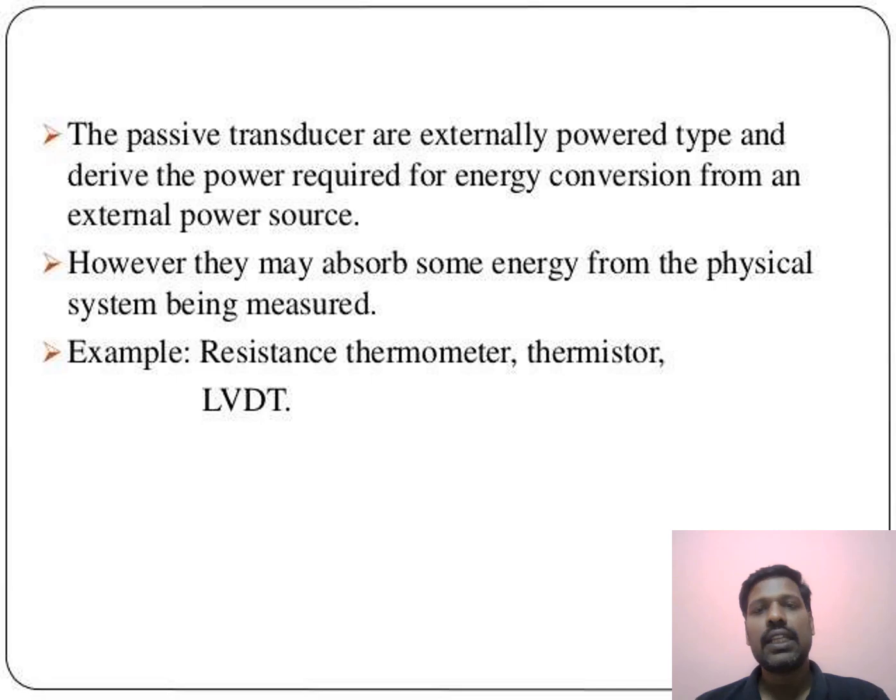The passive transducers are externally powered type and derive the power required for energy conversion from an external power source. However, they may absorb some energy from the physical system being measured. Examples are the resistance thermometer, thermistor, and LVDT. Here, LVDT is the linear variable differential transformer. In this one, we have a displacement to electrical signal.